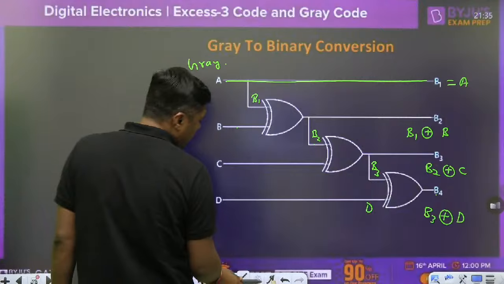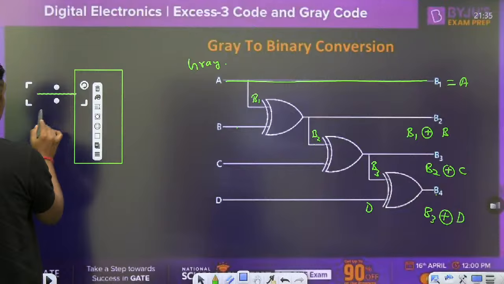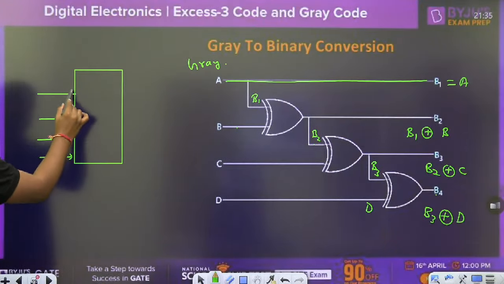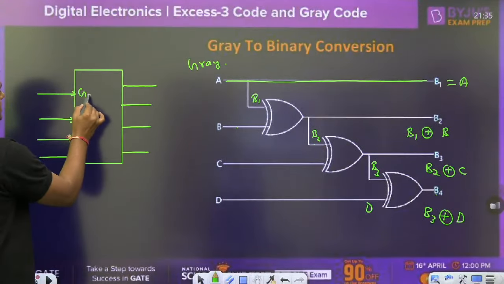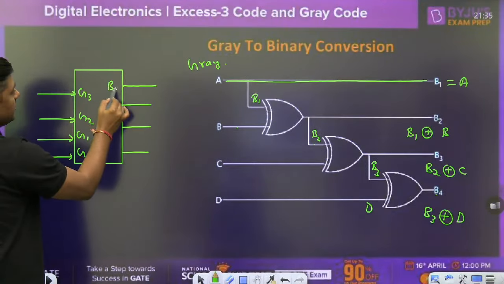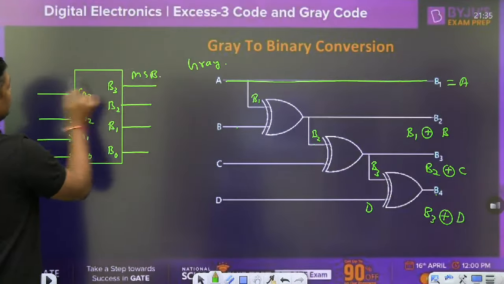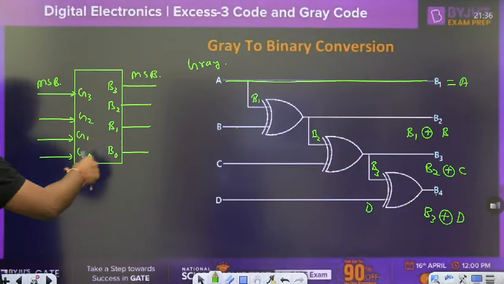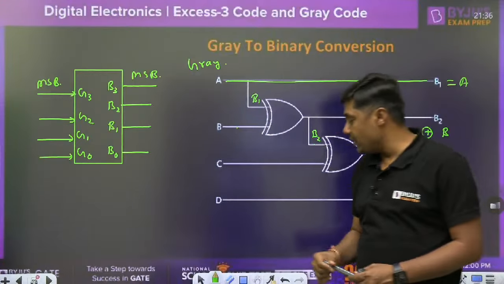There is no memory element required and no feedback. Simply we are giving the input as a binary code or gray code, and it is converted into the other. You can also name the inputs G3, G2, G1, G0. This is the gray code, and here you are getting B3, B2, B1, B0. You can write MSB here and here so that it is very clear. This is the gray to binary code converter. It is a combinational circuit, guys. So this is about the gray and binary code.